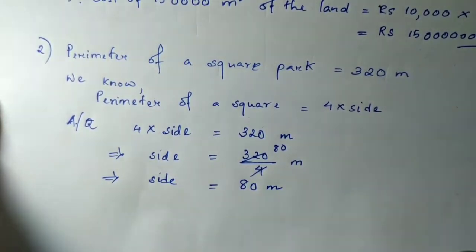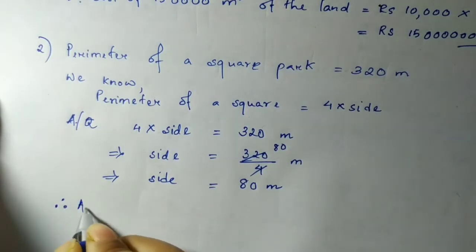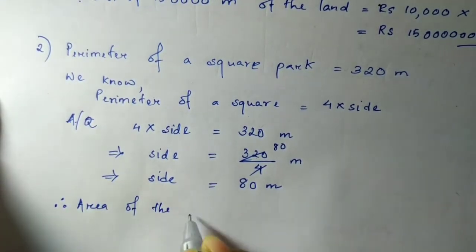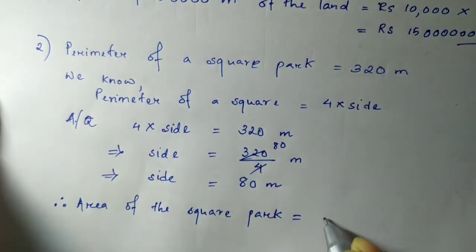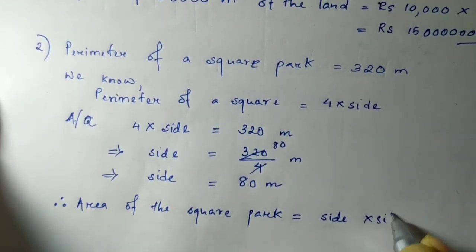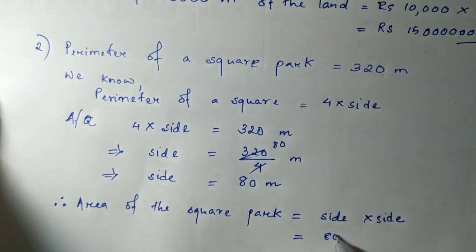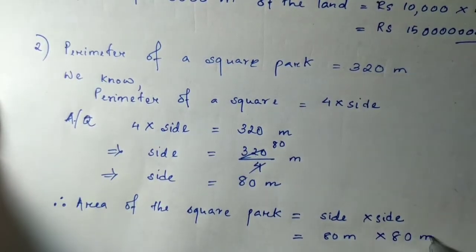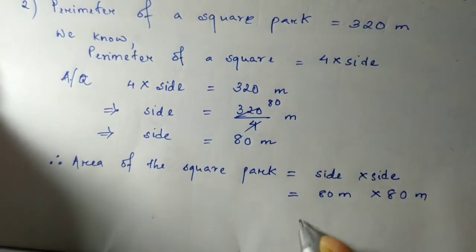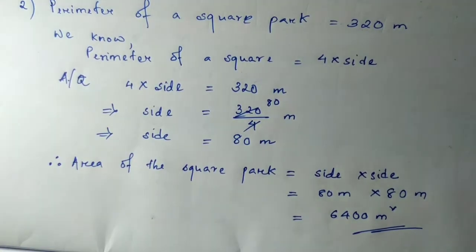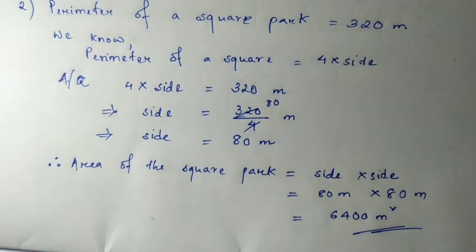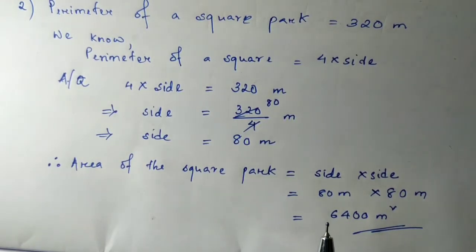Now since I have the side, I can easily find the area. Therefore, the area of the square park is equal to side into side. We know the formula for the area of a square. So 80 meter into 80 meter. 80 into 80 will be equal to 8 6s are 48, sorry, 64, double zeros, meter square, and here is your answer. So what we did: we found the side from the perimeter formula, and then using that side measurement we found the area of the square park. Now let's see what the next questions are.